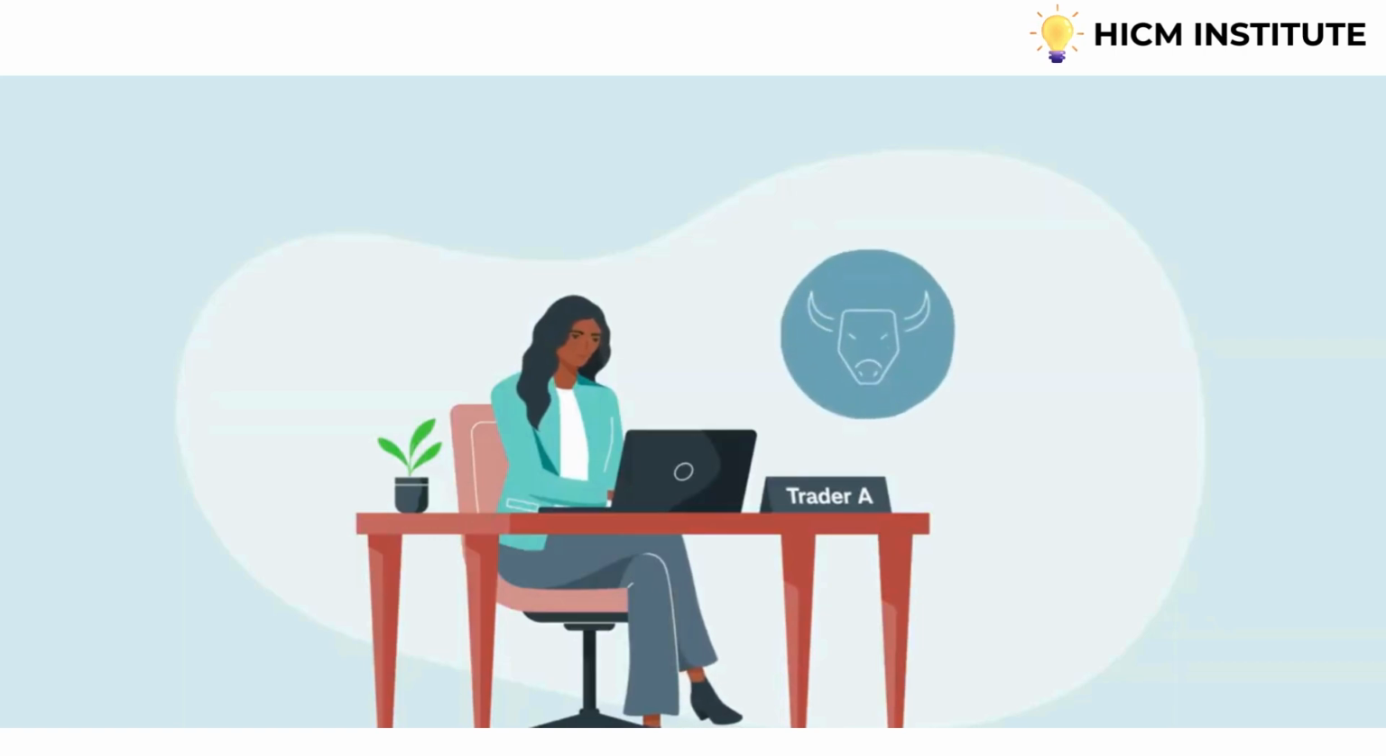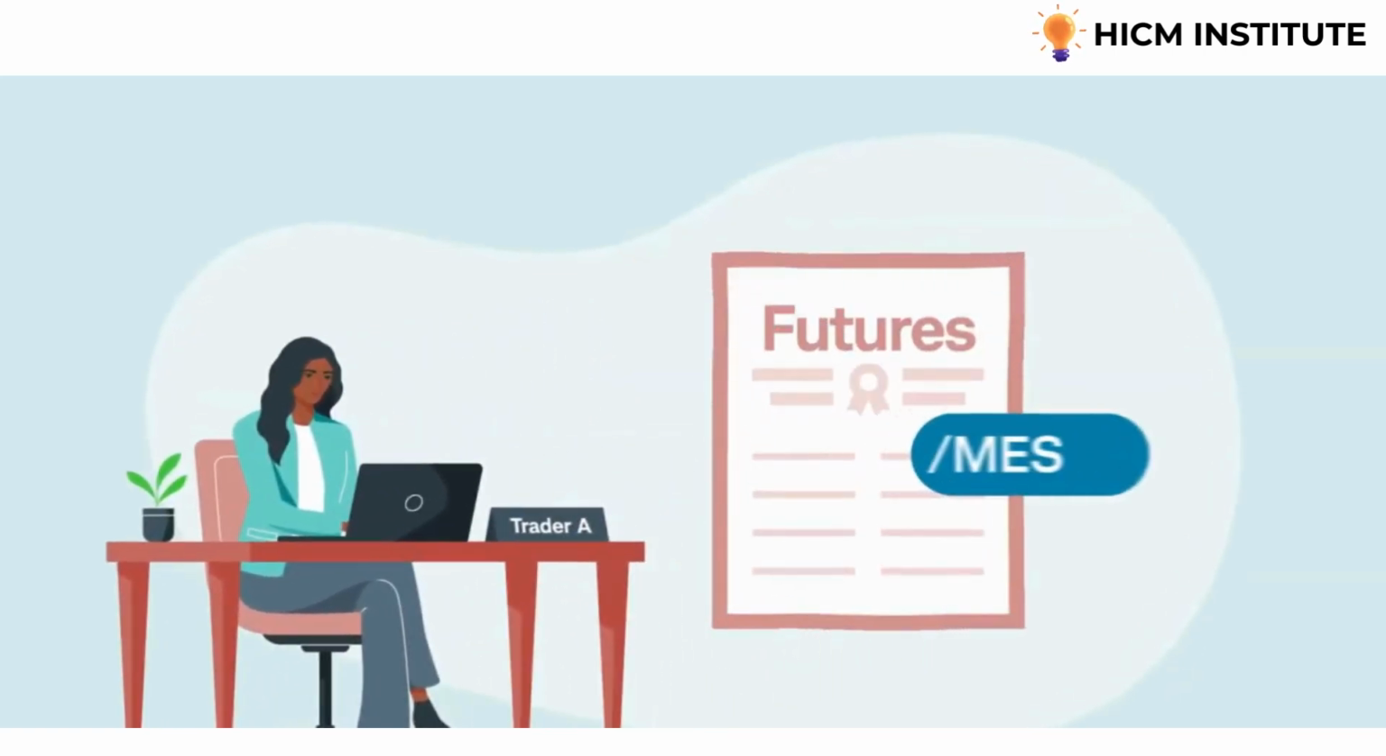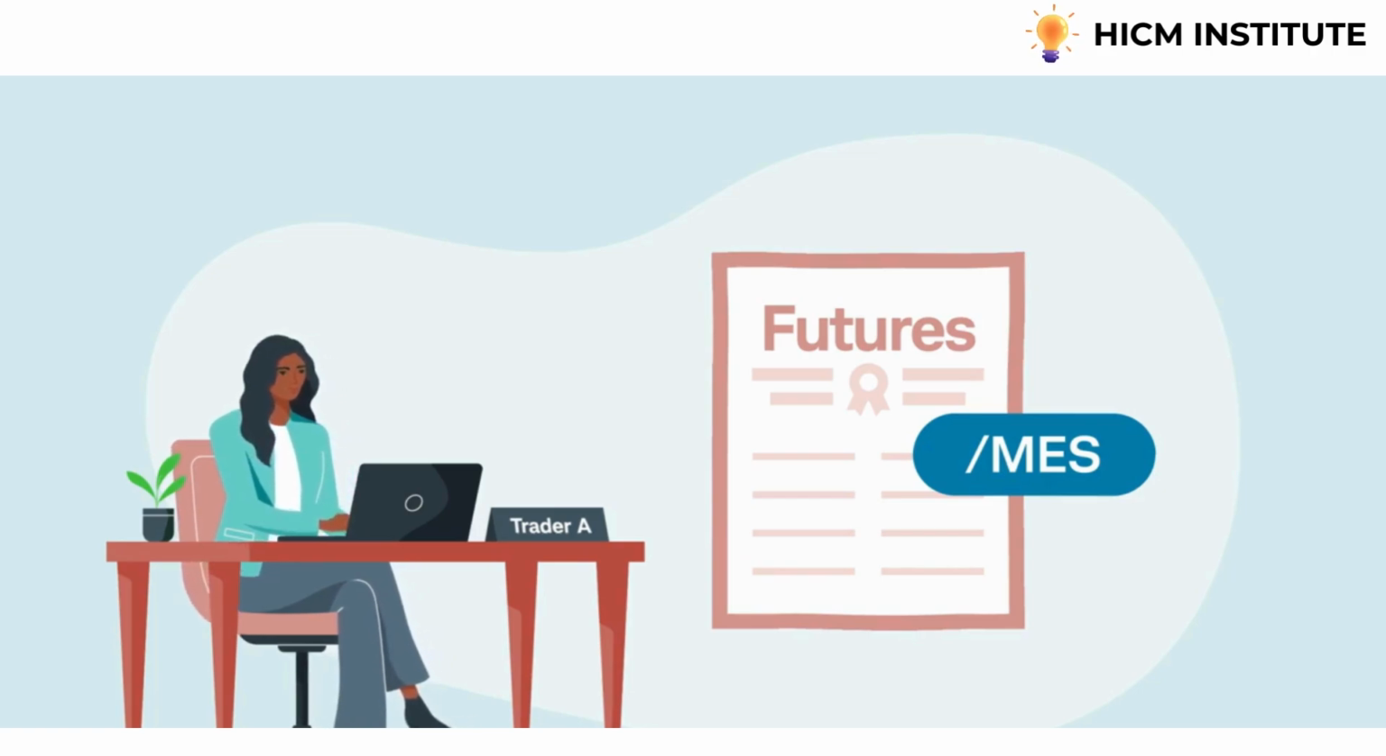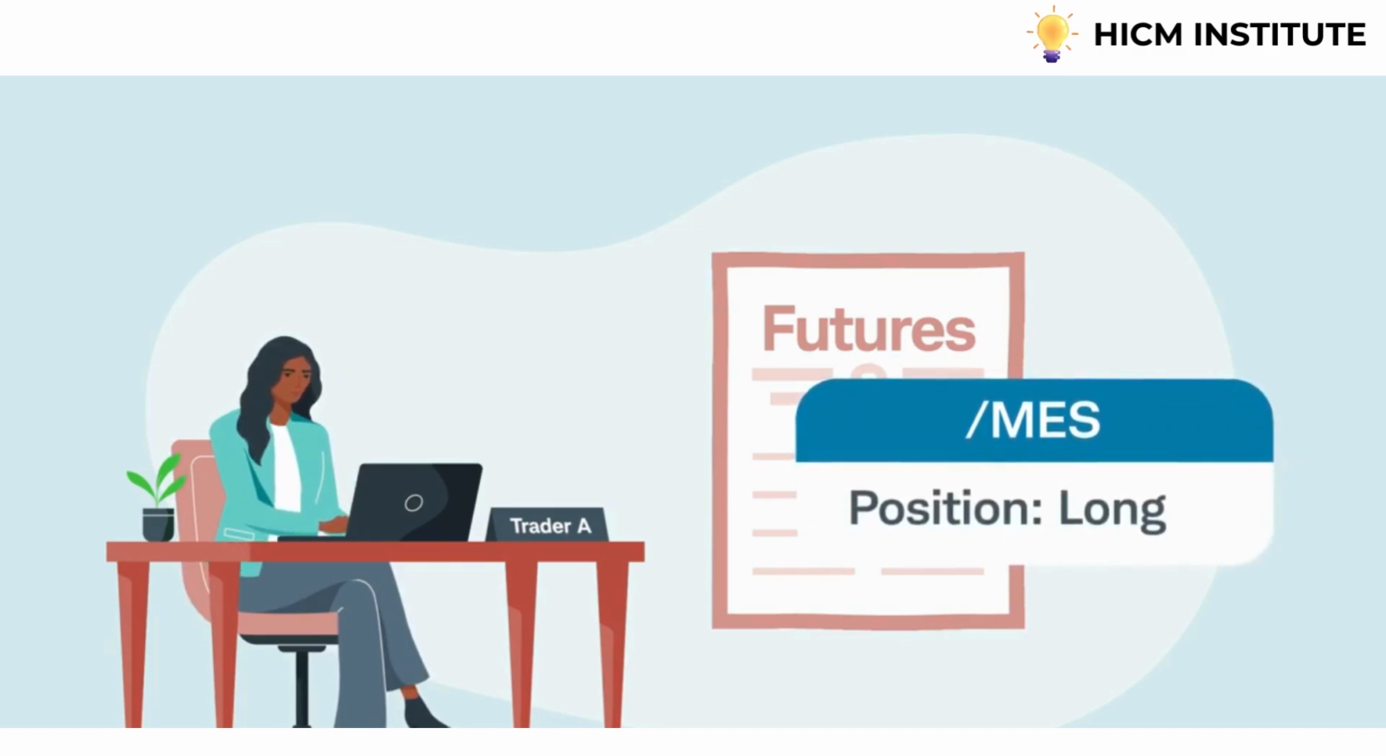A basic example futures trade to show how this can play out. Let's say trader A is bullish on the S&P 500 and buys a micro E-mini futures contract. You can short or sell futures, but in this video, we're just going to focus on going long, which is another way of saying buying.